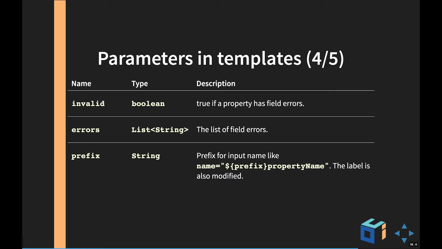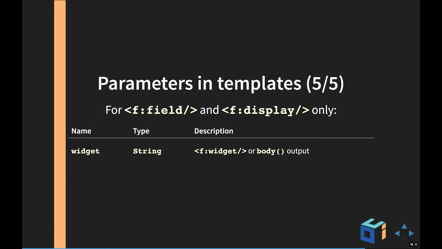There's a few more. You can ask if it's invalid. You can ask what errors are on this specific field, so you don't have to yourself extract from the bean's errors value. You can just look at the errors that's passed in, because that's only the validation errors for your field. And the prefix I've actually never used, so I'm not sure what that's used for.